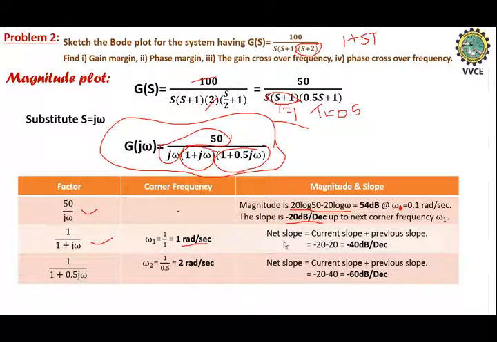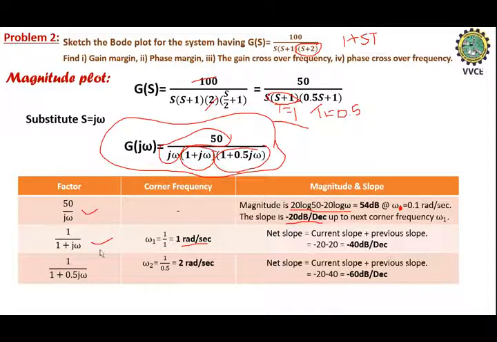Next, in order to find out the net slope, we need to consider the current slope as well as the previous slope. We need to add both the slopes to get the net slope. So this is in the form of 1 divided by 1 plus st. 1 plus st is in the denominator, so it will be minus 20 dB per decade, and the previous slope is also minus 20 dB per decade. So total minus 40 dB per decade.